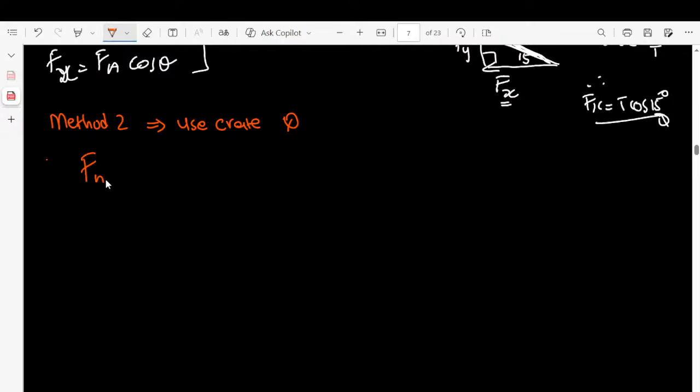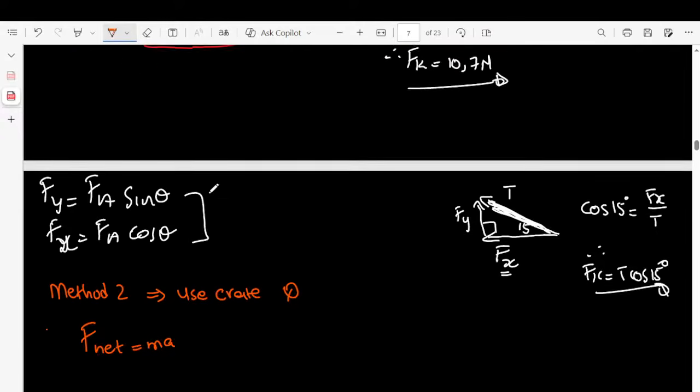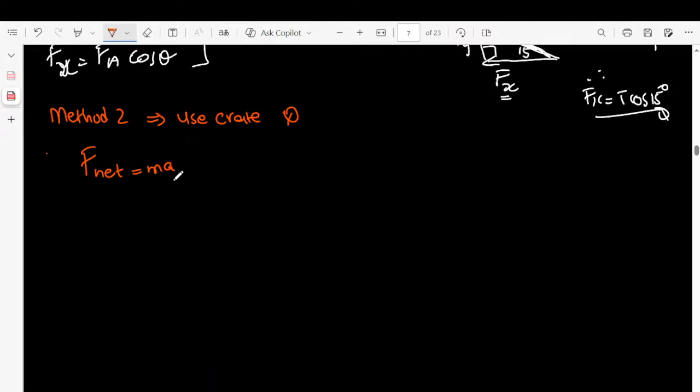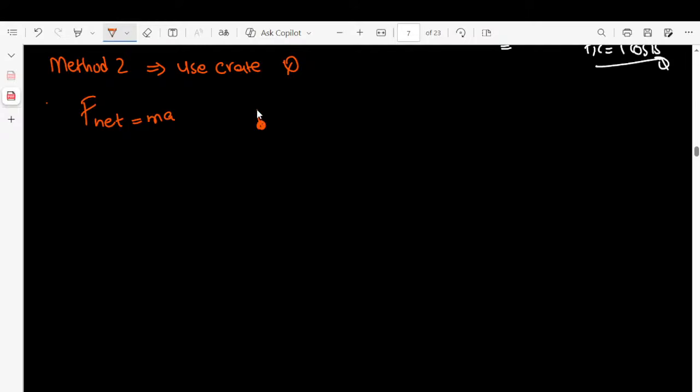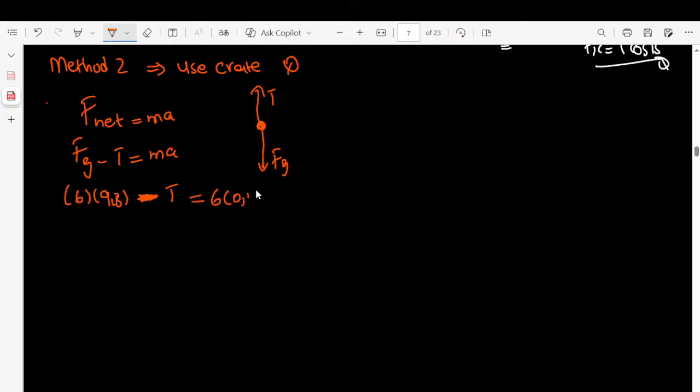Remember, Fnet is equal to ma. So we need to indicate all the forces that are acting on Q. I always like to draw my free body diagram. I'll have tension going up. I'll have my Fg. So Fg we take down as positive. This will be Fg minus tension, equals ma. Let's quickly substitute. We know that mg, the mass, was given as 6 multiplied by 9.8, minus tension, equals the mass times the acceleration, which was 5.